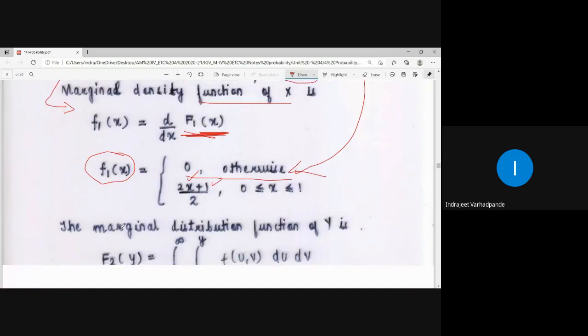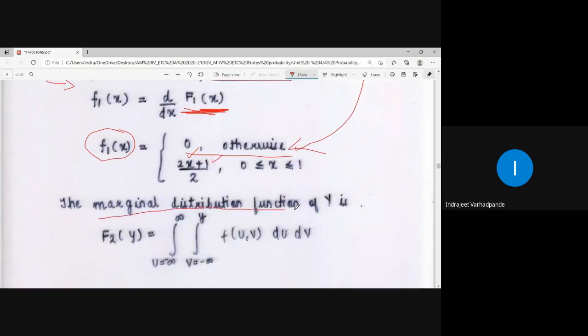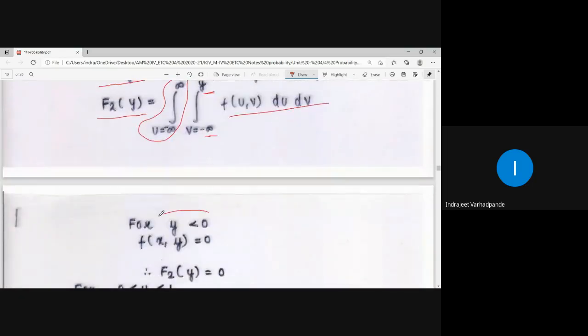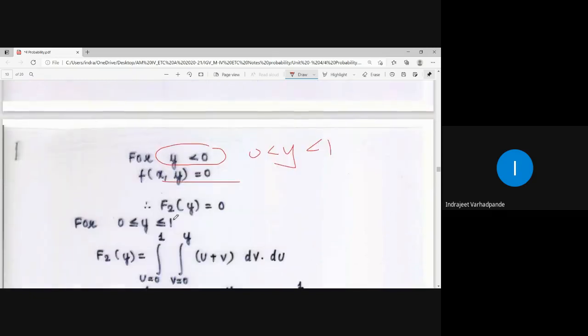Right? Now, second case, marginal distribution function of y. It is denoted by capital F2 of y. What is the formula? v is integrated between minus infinity to y, and u is integrated between minus infinity to infinity for the given function. Now, for y less than 0, always the starting range of y is also from 0 to 1 here. So before 0, the function does not exist. So marginal distribution function will be 0.